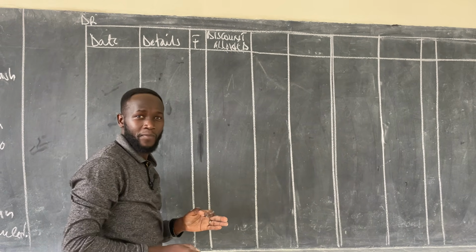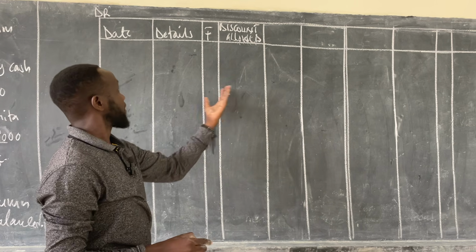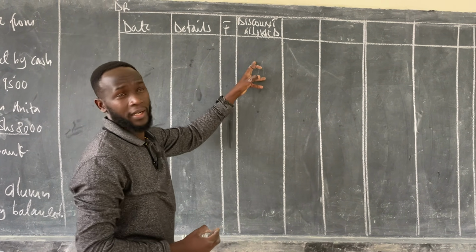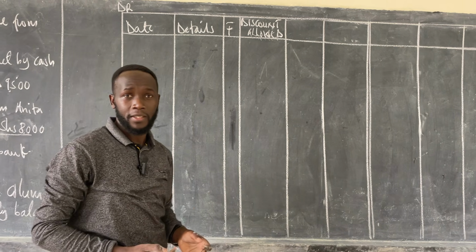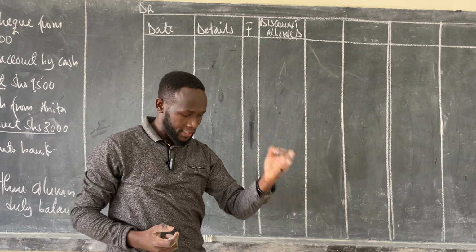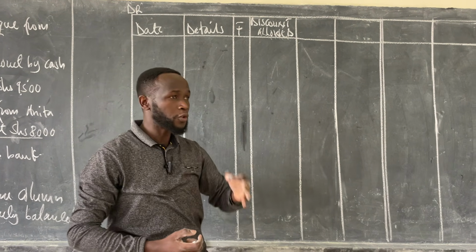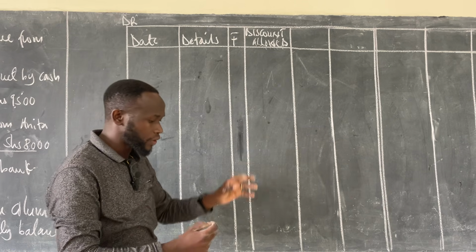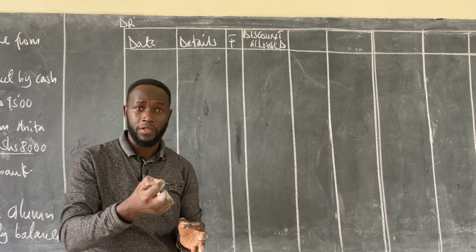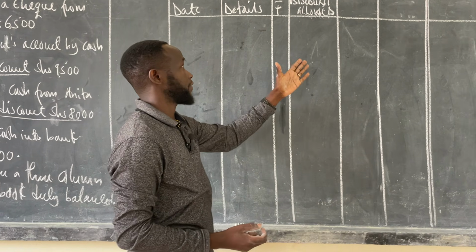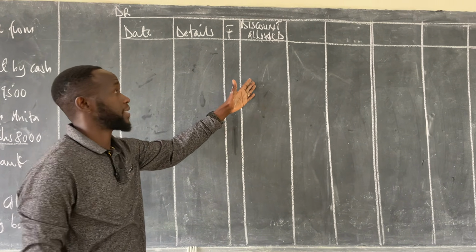Now, someone may ask, but you said this side is the receiving side of a cash book. How come discount allowed is written on the debit side, yet it is an expense? Yes. You can never allow a discount on something you've not sold. How do you demand where you didn't lend money? So here, you only allow a discount after you receive money either from sales or from other sources. That's why we have discount allowed in here on the debit side.